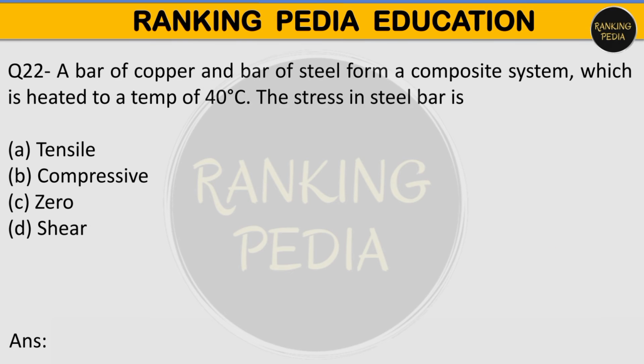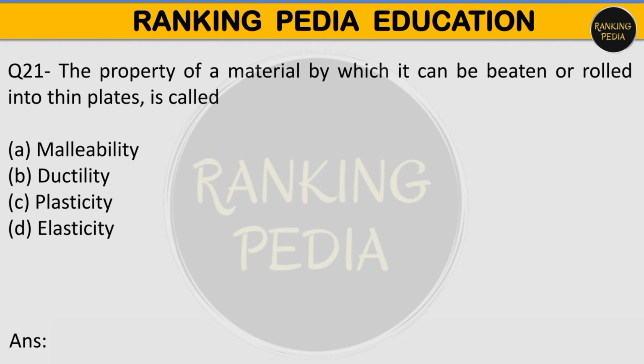Next question is, the property of a material by which it can be beaten or rolled into thin plates is called malleability, or ductility, or plasticity, or elasticity. So the property of material by which it can be beaten or rolled into thin plate is called your malleability. That is option number A is correct.